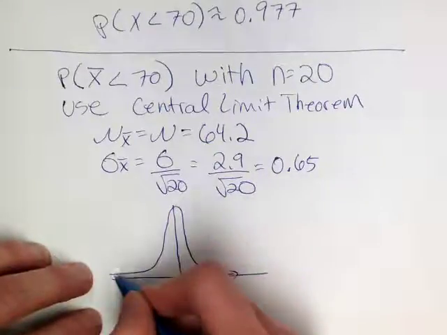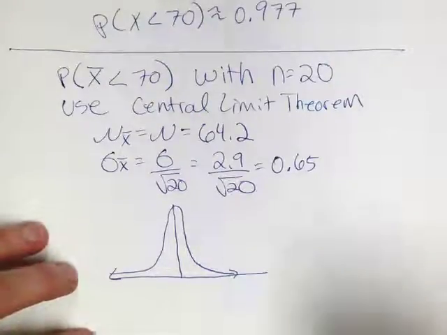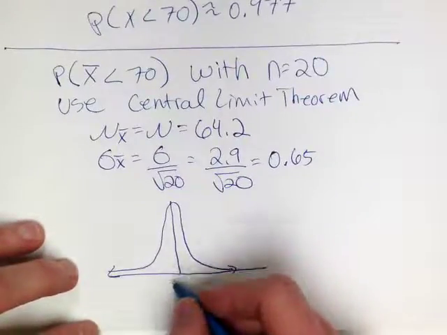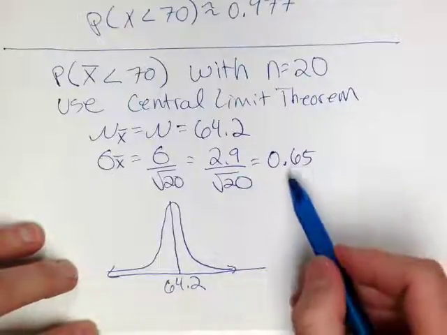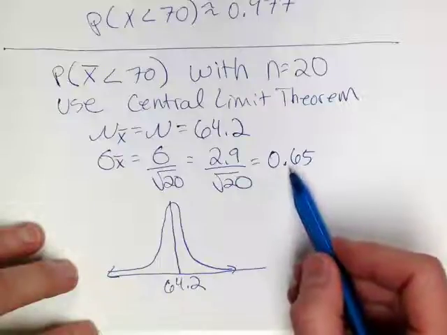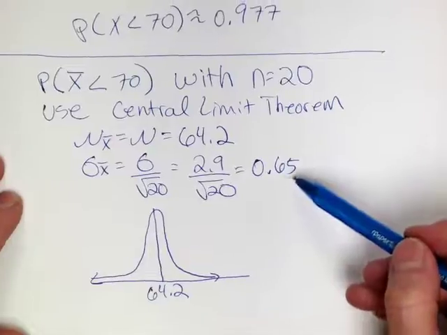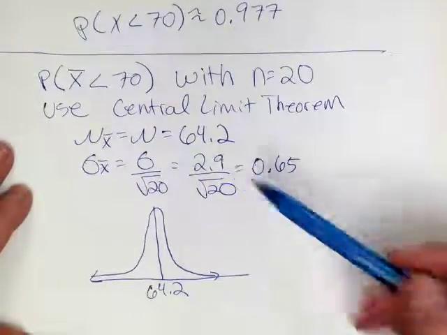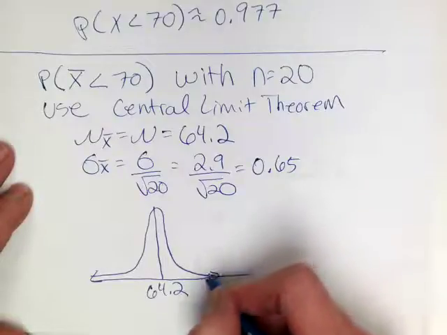Okay, pretend that's a bell. This always happens with the central limit theorem. We're going to put the mean in the middle, like we did before. But notice that the 0.65 means we're going to have a much tighter bell. That's significantly smaller than the original standard deviation of 2.9. So 70 is going to be way out here in this tail.